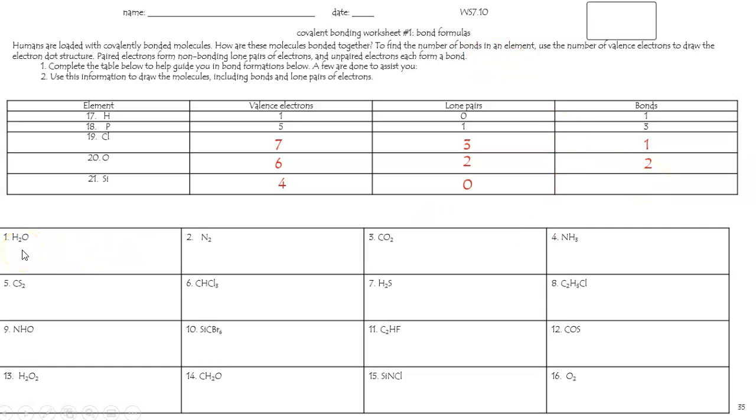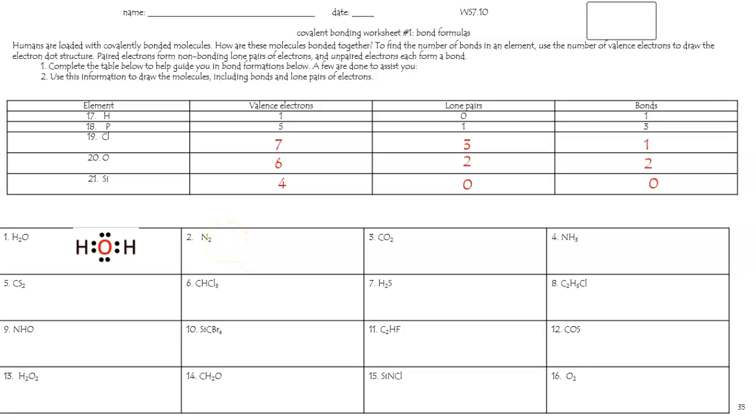H2O, let's draw it. There it is. So you would be drawing your puzzle pieces. Hydrogen with 1 line. Well, I draw oxygen in the center first. 2 lone pairs, 2 lines. Connect them to the hydrogens. Life is good. Nitrogen, N2.